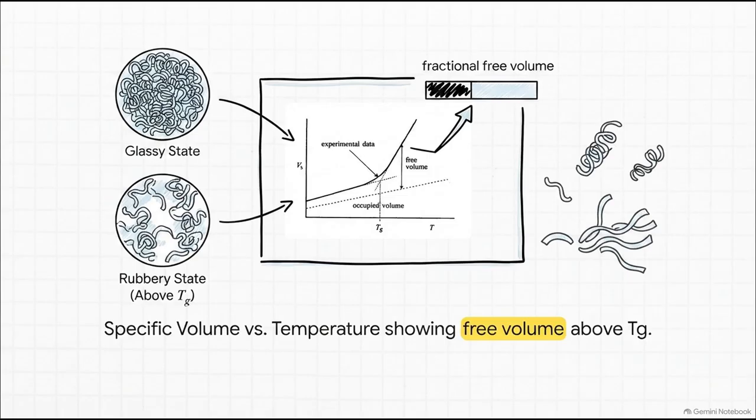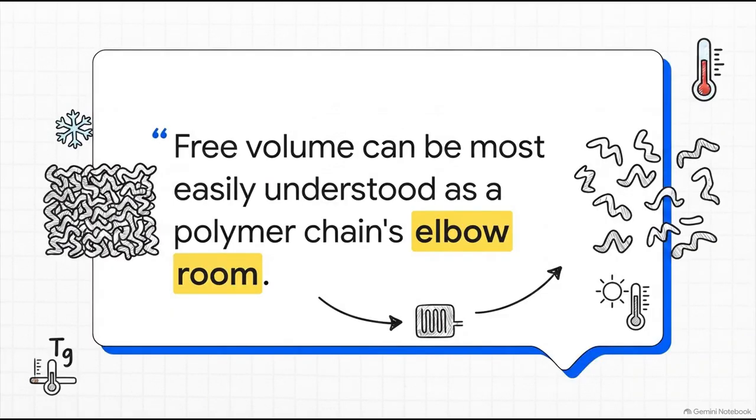Check out the data here. In the glassy state, before we hit TG, this fractional free volume is essentially flatlined at a constant value, right around 0.02 to 0.025. But look closely at what happens exactly at TG. It just shoots upward.